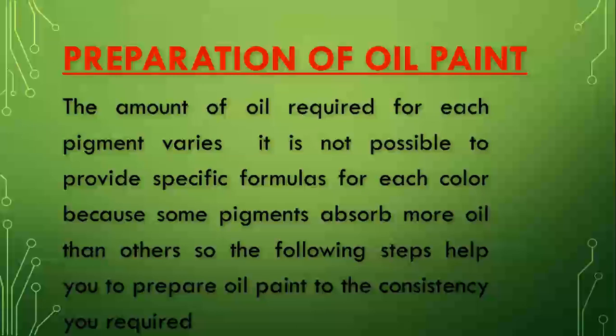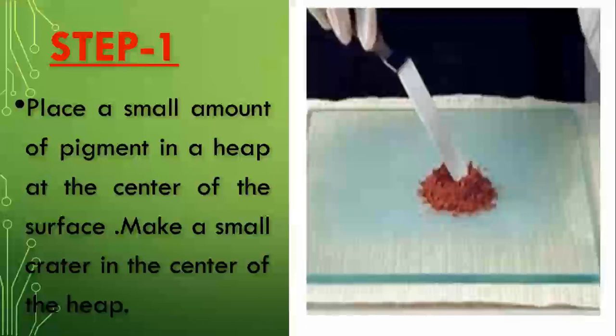Here are some steps to prepare the oil paint. The first step says that in the beginning we use a small amount of pigment, mix oil with the small amount of pigment, and make a crater in the heap or center of the pigment. This means when mixing begins, we make a crater to mix oil with pigment so that the pigment will not come out from the surface and mixes together properly.